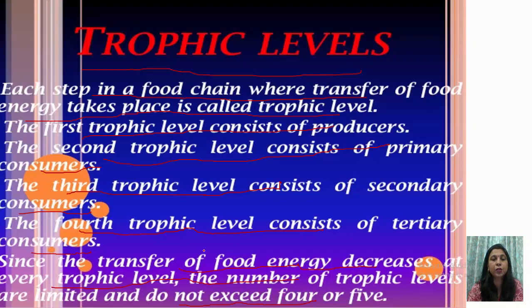मीन्स ज़्यादा लंबी फूड चेन्स नहीं होती हैं क्योंकि हर लेवल पर जो एनर्जी ट्रांसफर है, that is less than the previous one because some energy is lost to the environment. That is why the number of trophic levels are limited.